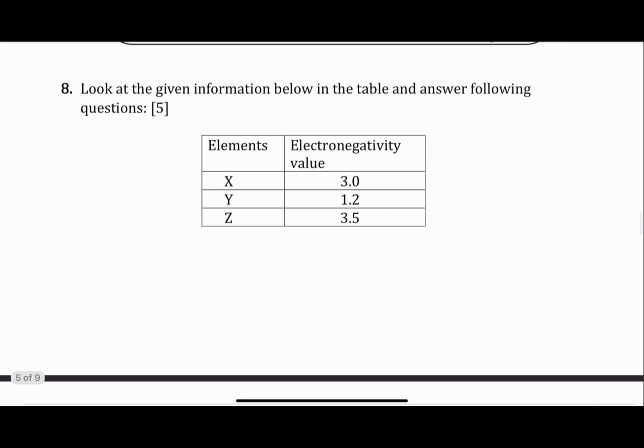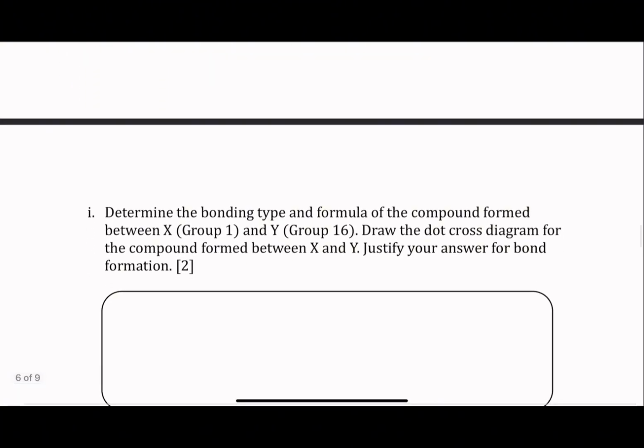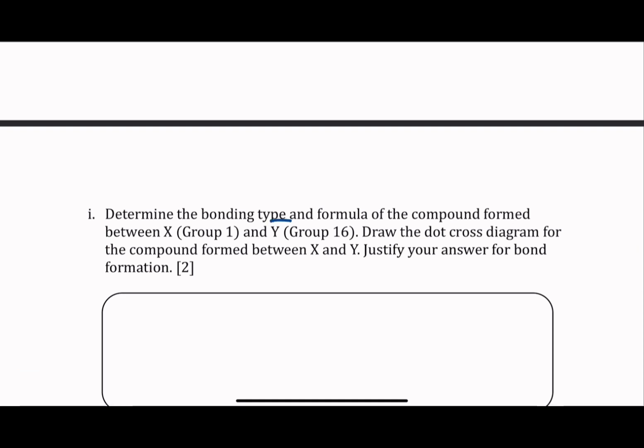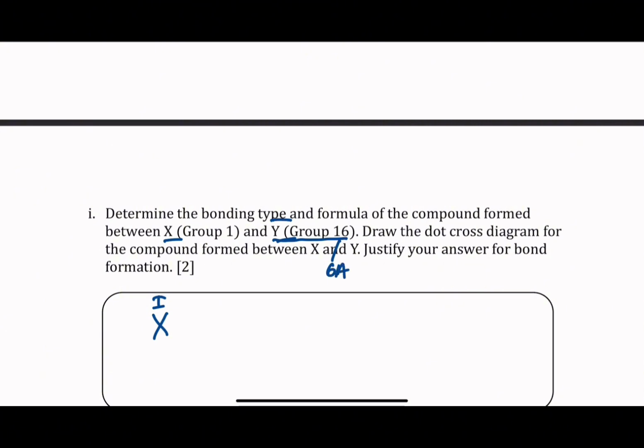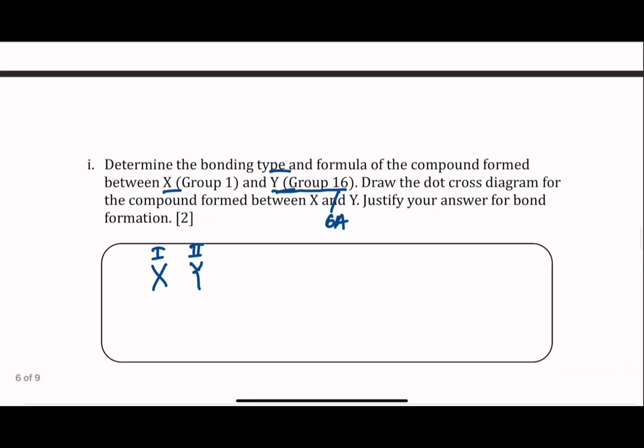Now we're going to go to question 8. So we have X, Y, Z in here. It says the electronegativity is at 3, 1, 2, 3, 5. Okay, so it says to determine the bonding type and the formula of a compound formed between X and Y. X is a group 1, which means the valency is going to be 1. Y is a group 16. It is 6A, so the valency is going to be 2 because it needs 2 electrons to complete the octet. Now 2 will come to the bottom, crisscross, and it will be X2Y.